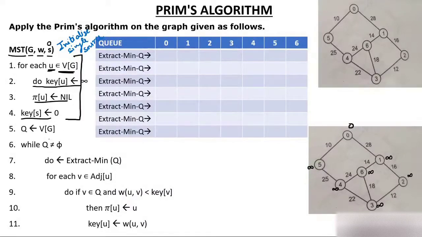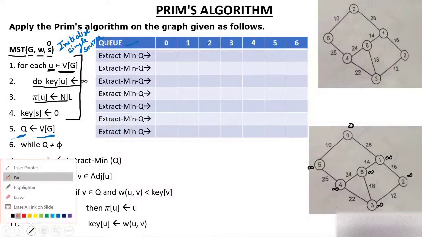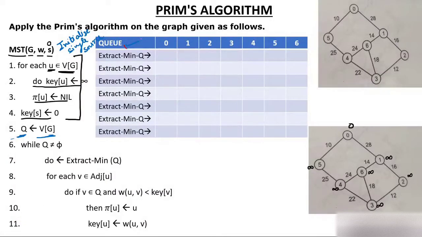Now I told you to insert all the vertices in a queue. So I have made this queue, and there are 7 vertices, from 0 to 6, which I have inserted in the queue. Now the 6th step says: while the queue is not empty, you follow these steps.